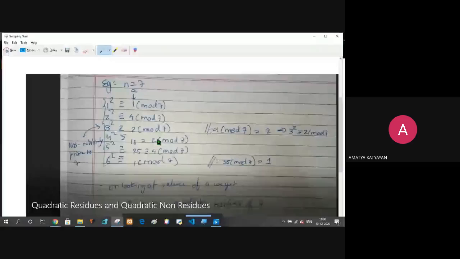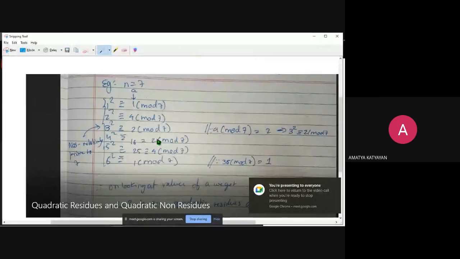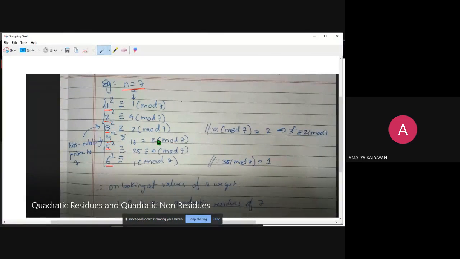Before I proceed, there is one doubt that is likely to have occurred while explaining the prerequisites. For example, I took n equal to 7, and we took the values 1, 2, 3, 4, 5, and 6. These values are from 1 to n minus 1, that is 1 to 6, and they are co-primes. They are relatively prime to 7, our n.